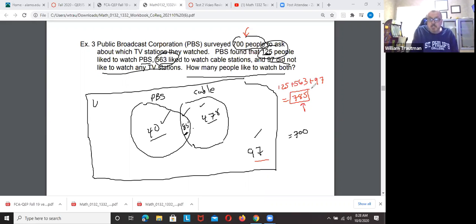Well, what happened is when we did the math the way we did it, we got 785, and 85 obviously was counted twice because there's an extra 85. This should only be 700. So instead of counting 85 twice, we had to subtract some people from the PBS and the cable that we had there already. So this is what it looks like. How many people like watching both? The answer was 85.